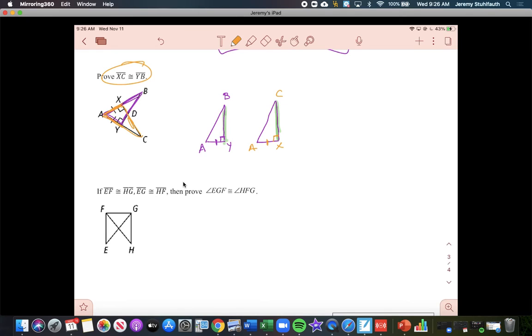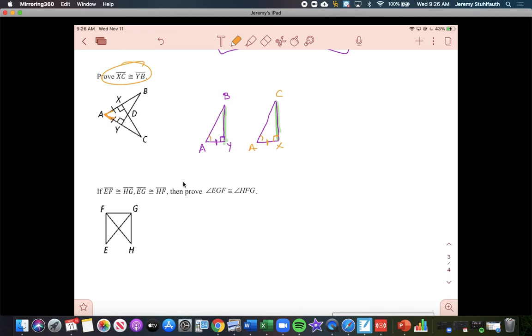So if you look carefully at these triangles, let me erase these colors over here, you'll notice they both share angle A. So we know that angle A is congruent to angle A because, again, remember, if two triangles share a same side, that side is congruent to itself. If two triangles share a same angle, then that angle is congruent to itself. So angle A is congruent to angle A because they are the same angles.